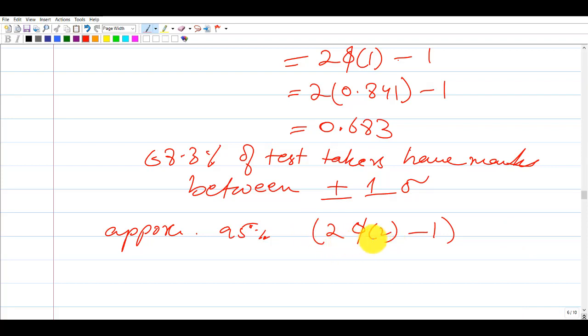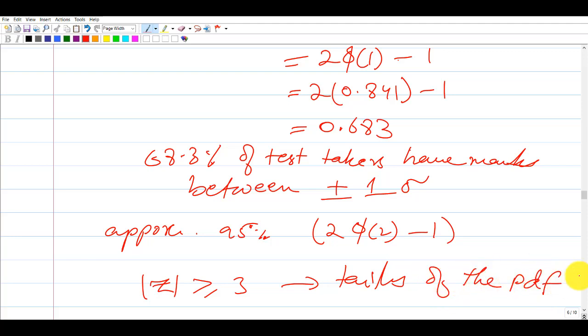Similarly, it simply means that if we look at more and more standard deviations, we will see that most of the data lies, maybe 95% in the second standard deviation. In the third standard deviation, approximately 99% of the data will be lying. So most of the data that lies for z greater than or equal to 3 lies in what is called the tails of the PDF.